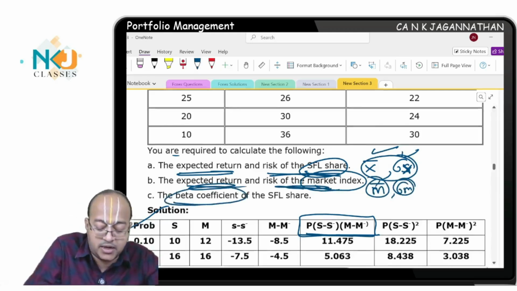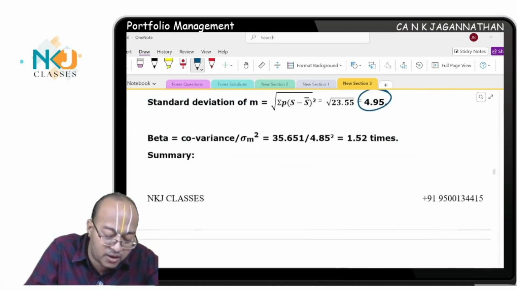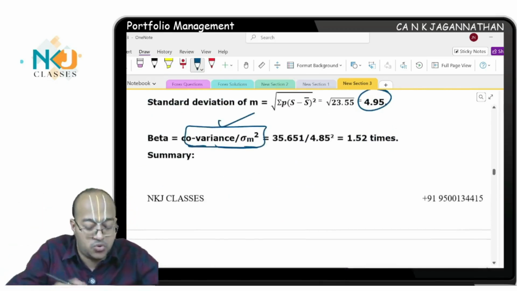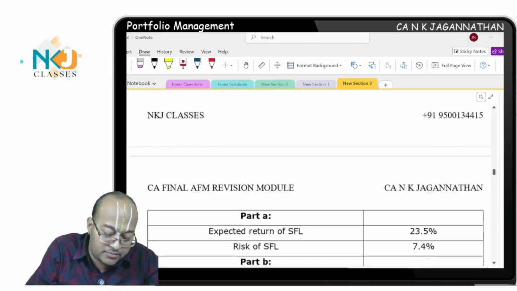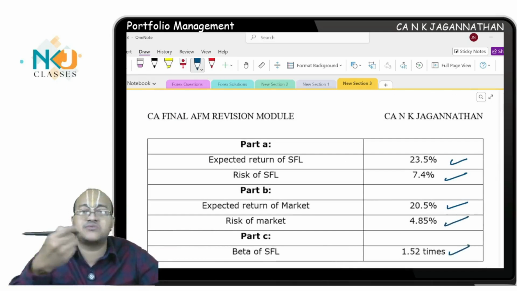Then they are asking beta. I have given you a summary also. That is why they have computed standard deviation of the security. Otherwise they would not have computed. Beta is covariance divided by sigma m square. This formula they have applied, then found out 1.52 times. Summary: expected return given, risk is given. Expected return of market is given, risk is also given, beta is also given. Please go through the solution.